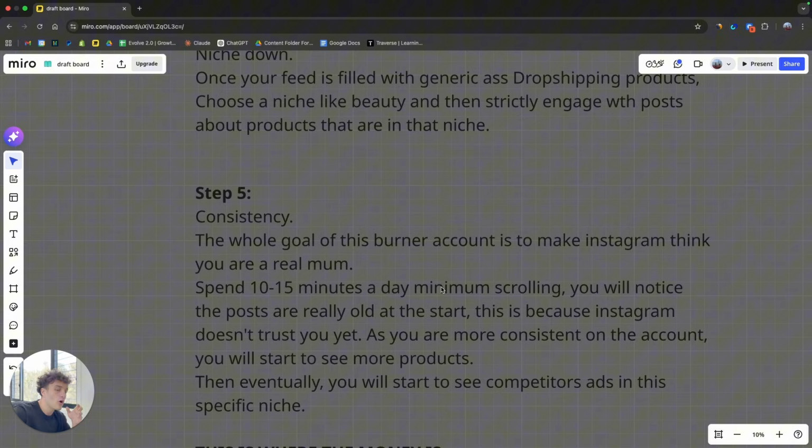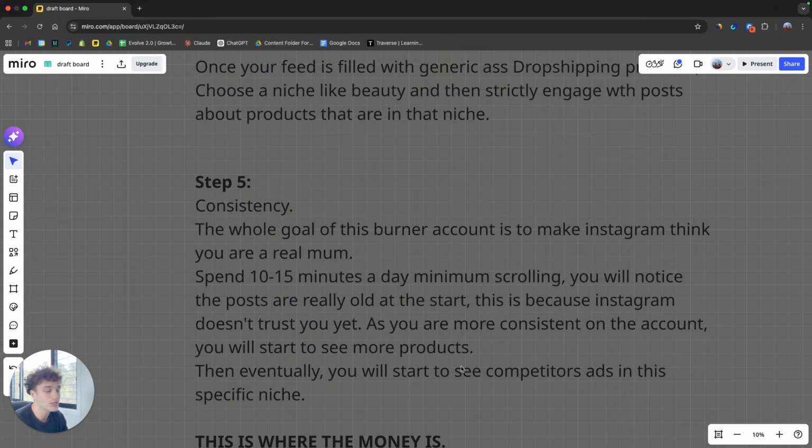The whole goal of this burner account is to make Instagram think you are a real mum. Spend 10 to 15 minutes a day scrolling, and what you're going to notice initially is the posts are really unoptimized, old at the start. And this is because Instagram doesn't trust you yet. They just think you're a bot account.